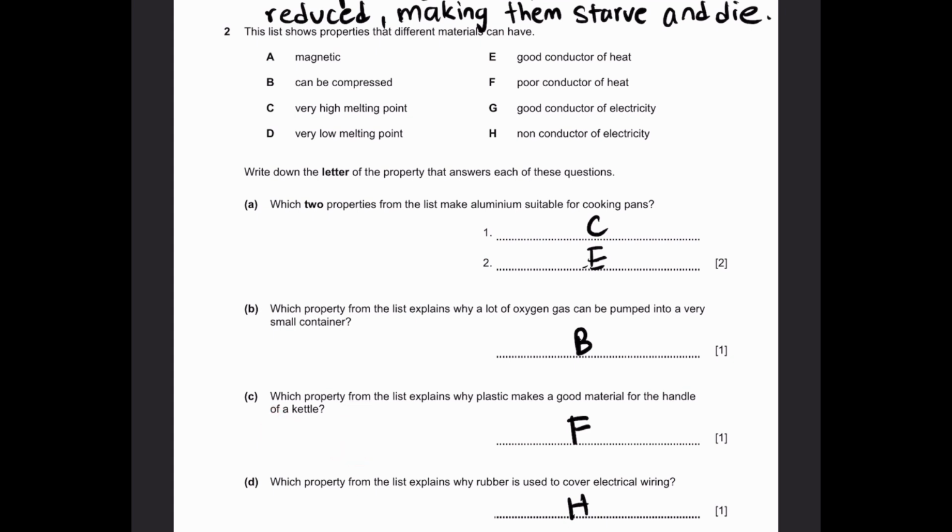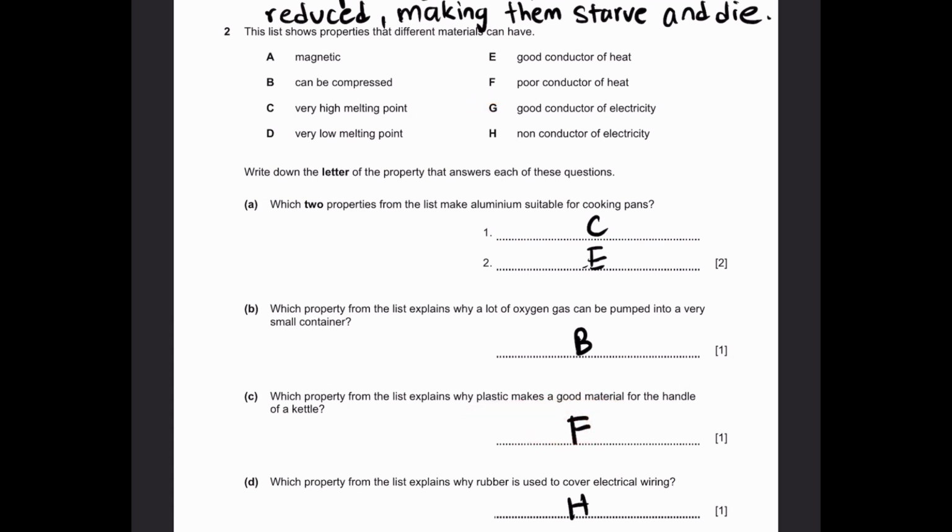For example, these things need to be served extremely hot. But if you have a good conductor of heat as the handle, the heat will be conducted from the tea or coffee inside to the handle itself through the kettle, and then it'll burn the fingers which are holding it. So we need to make sure that the material used for the handle is a poor conductor of heat. Only then it'll be safe for people to touch it. So it is option F.